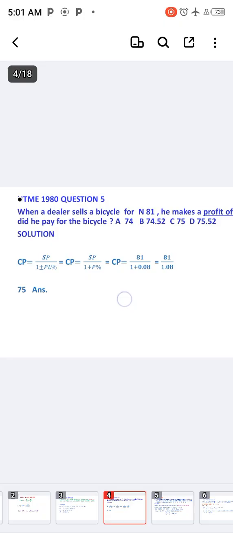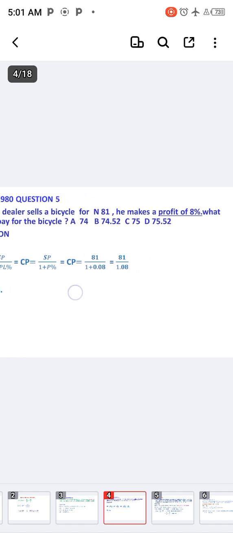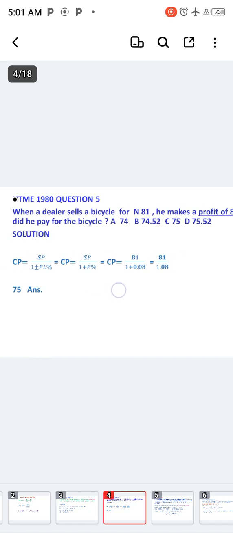Solution. What is the question saying? What did he pay for the bicycle? It's asking for the cost price. So the cost price of the bicycle. A dealer sold a bicycle for 81 naira and made a profit of 8%. What is the cost of the bicycle?